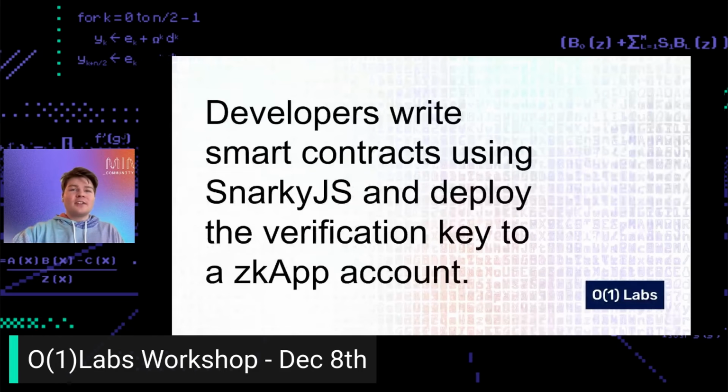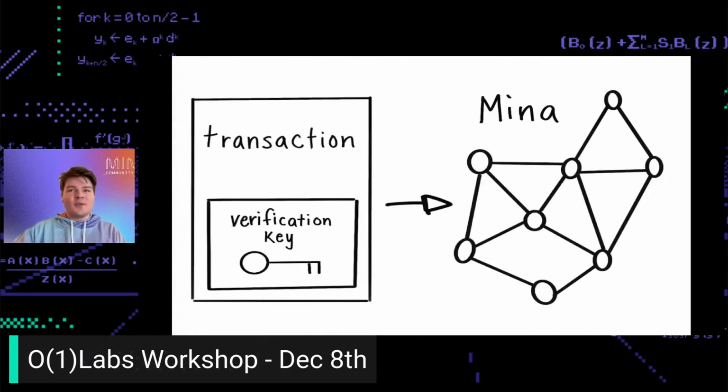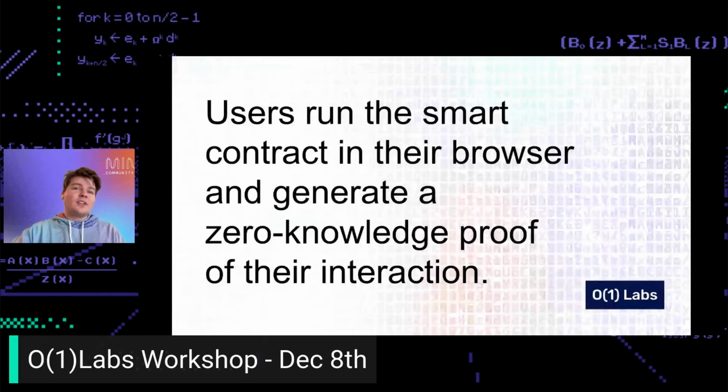Developers will write smart contracts using Snarky.js, as these zero knowledge proof programs. And then they'll deploy the verification key for these to the Mina network. This just looks like we send a transaction with a signature to Mina, and then we have this new account, which has a verification key. Then users of this smart contract will run it in their browser and generate the zero knowledge proof in their browser. All the proof generation happens in WASM, so it's all totally client side.